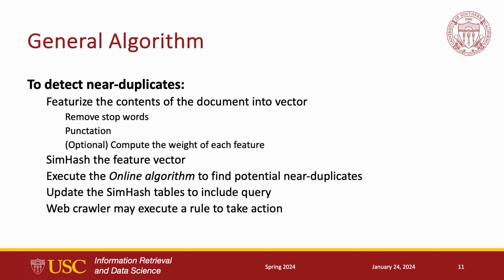To summarize, the general algorithm for detecting near duplicates follows the template exemplified in the lecture. First, we featureize the contents of the document into a vector by removing stop words, punctuation, or optionally compute a weight for each vector. Then we SIMHASH the feature vector, we execute the online algorithm to find potential near duplicates, and then we update the SIMHASH tables to include our query since we want to learn from previous experiences. Finally, we allow the web crawler to execute some sort of action based on the near duplicate.